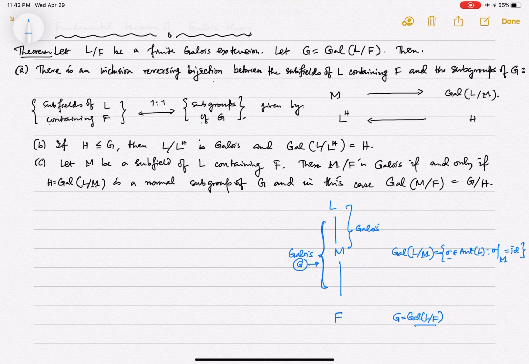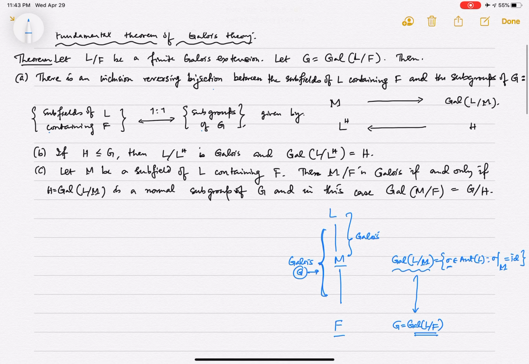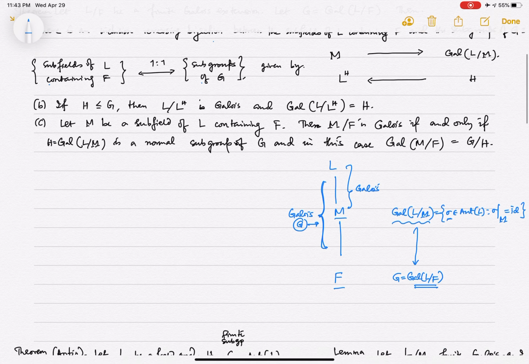So these are automorphisms of L that fix M pointwise, so they certainly fix F pointwise, because F is a subfield of M. So by definition of Gal(L/F), these automorphisms sigma are in Gal(L/F). So Gal(L/M) is a subgroup of Gal(L/F). So rather than writing the subset like this, we'll put a hook arrow to show inclusion. So again, on the group theory side, as you go down, things get bigger.